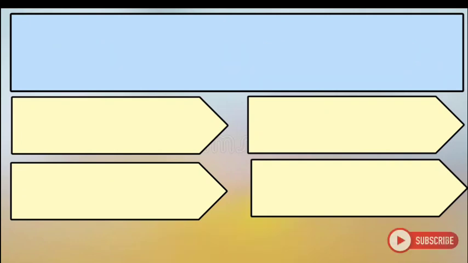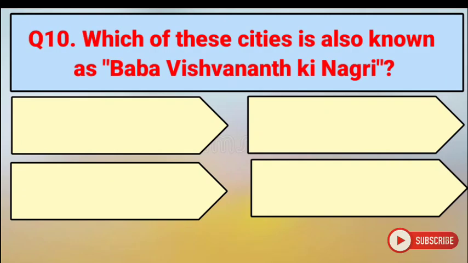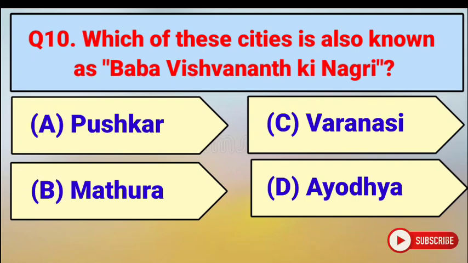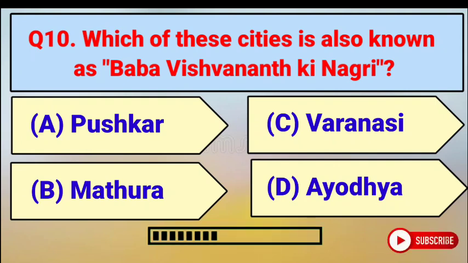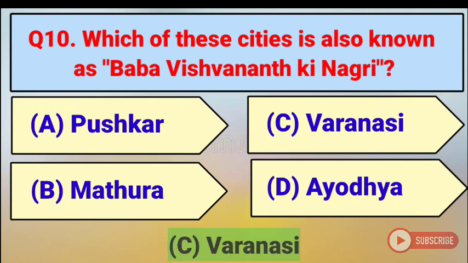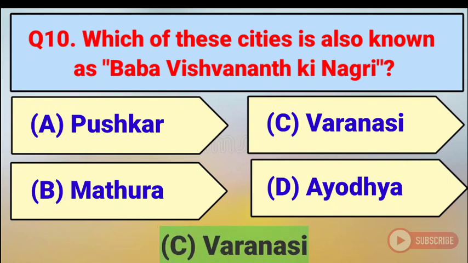Tasteless. 10. Which of these cities is also known as Baba Vishwanath Ki Nagri? Your options: A. Pushkar. B. Mathura. C. Varanasi. D. Ayodhya. Your correct answer is C.